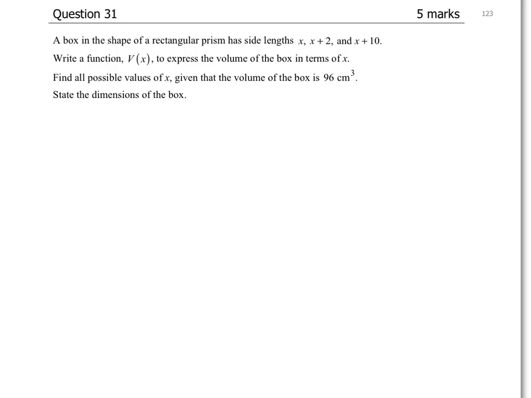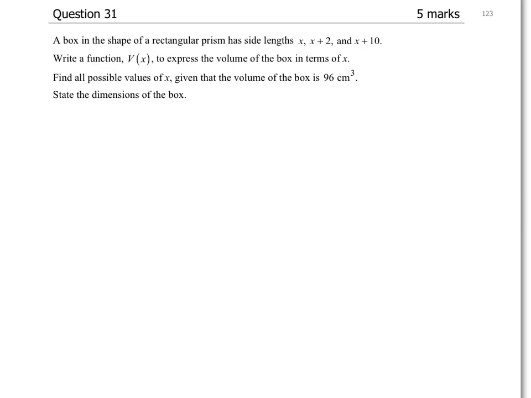Question 31. A box in the shape of a rectangular prism has side lengths x, x plus 2, and x plus 10. Write a function V of x to express the volume of the box in terms of x. Find all possible values of x, given that the volume of the box is 96 centimeters cubed. State all dimensions. Well, this is an interesting question.